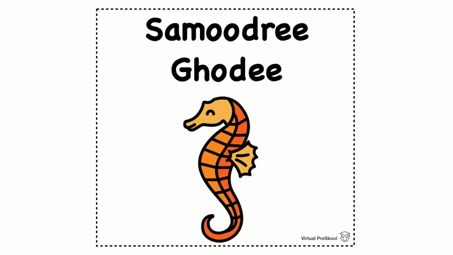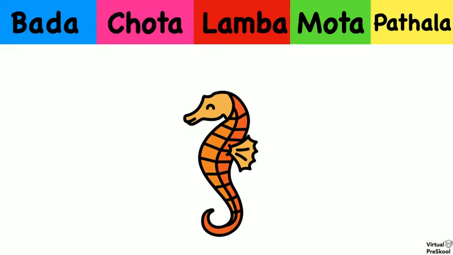Samudri ghodi choti hai. Now, isn't it possible that we could use also the word patla? Because seahorses are very small and very skinny, right? So how would we change the sentence to say the seahorse is small and skinny? It's really simple. We just add an "and skinny" in there.